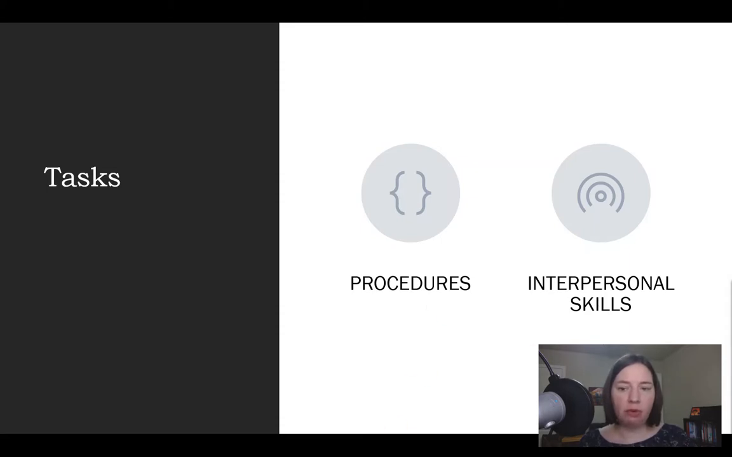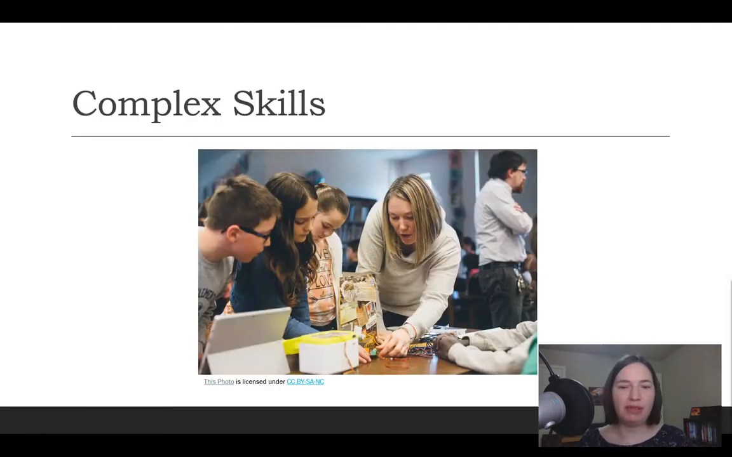These are a lot more expert. They're much more complex. A procedure is like a sequence of steps. Interpersonal is like your communication, your leadership. And so understanding what goes into a complex skill like this is very challenging. It requires a little bit of a different type of task or content analysis to understand.